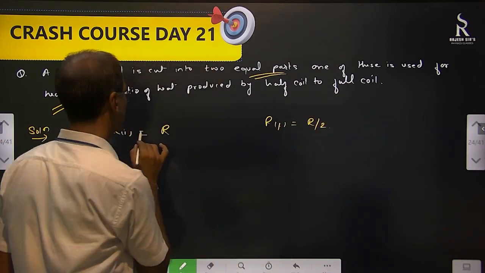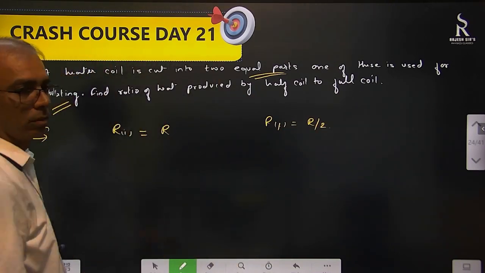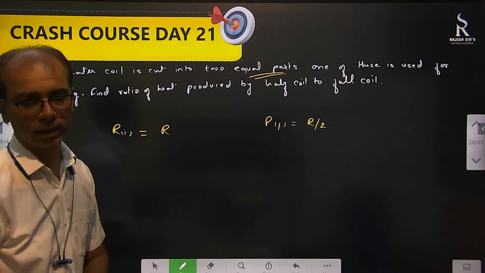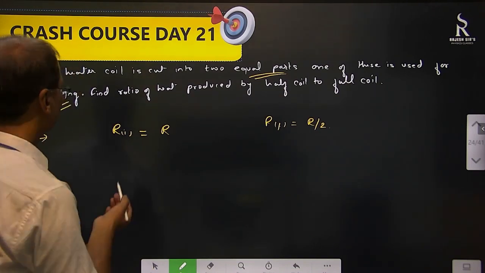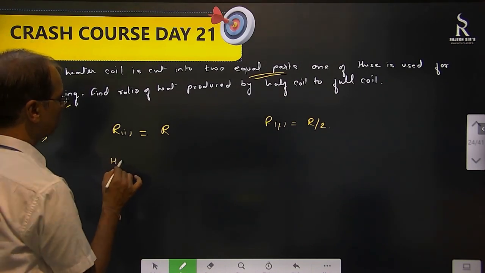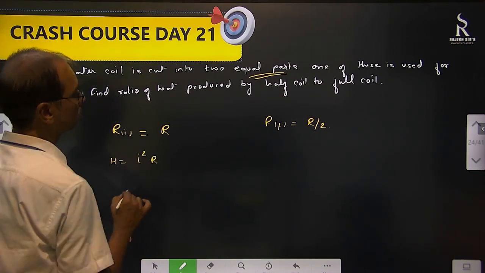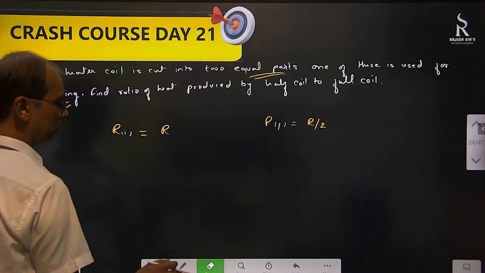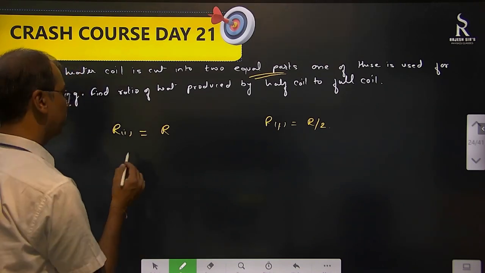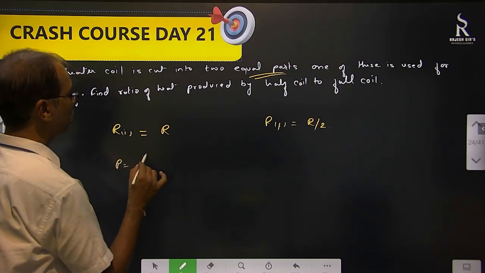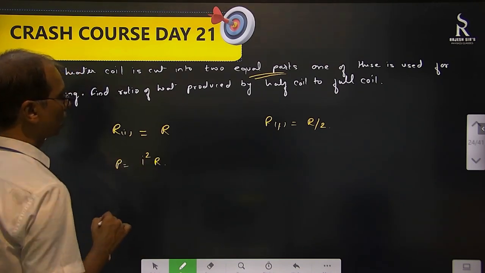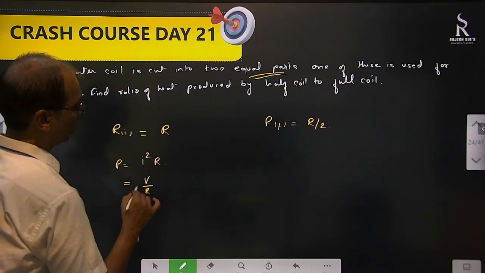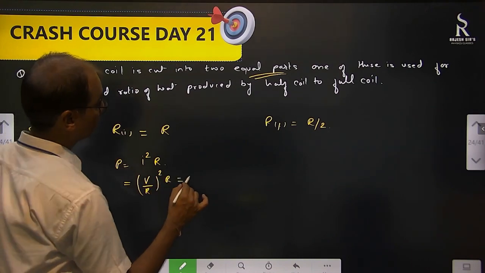Now, in the house it is connected, so that means across 220 volt you are connecting. Heat developed, I'll say something like I square R into t, or power we should say. Don't go for heat actually, because 1 second will be the time, that's why we take power. The power is I square R. Now I is V by R, whole square into R. That means V square by R.